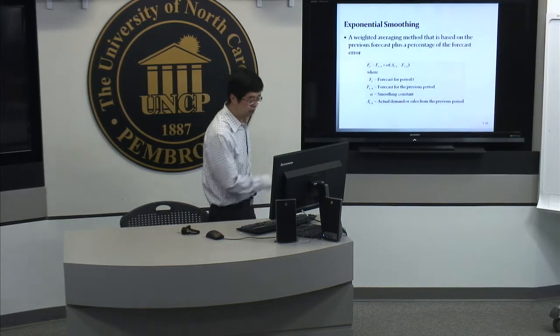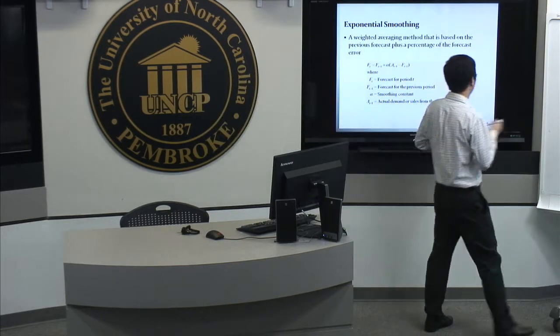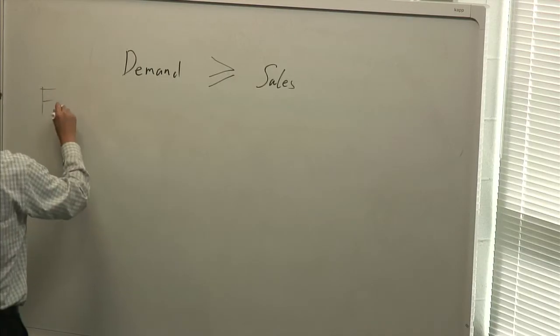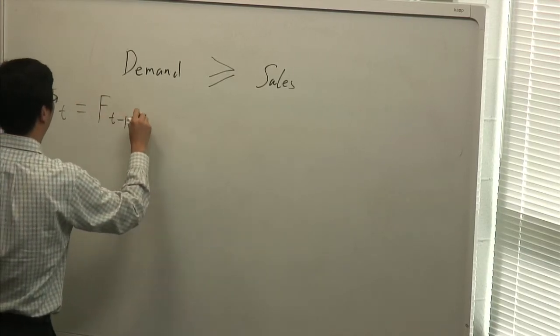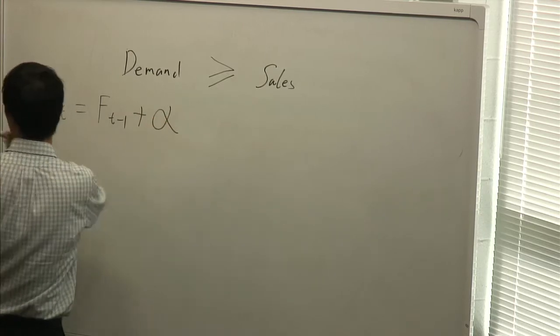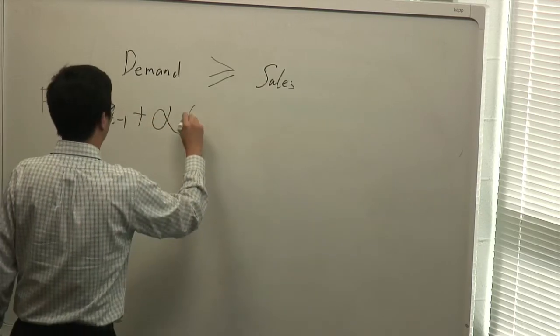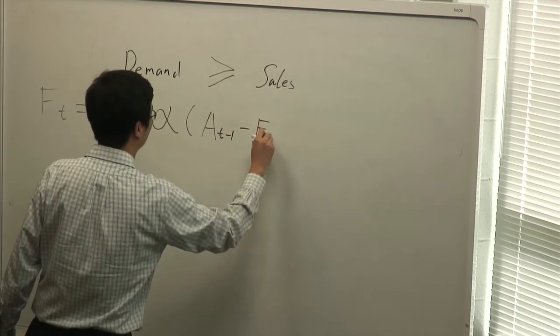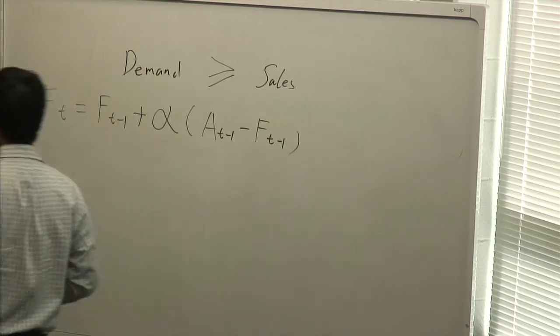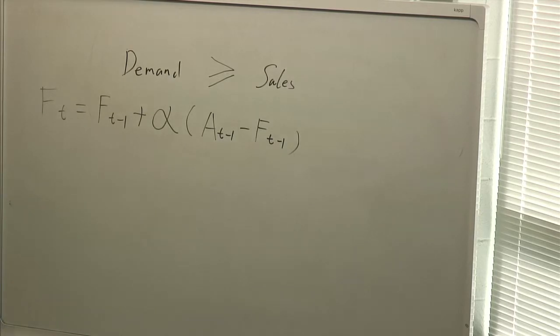Now, okay, everybody write this formula. Then we will have the example. So Ft equals Ft minus 1 plus the smoothing constant alpha times At minus 1 minus Ft minus 1. That's the formula of the exponential smoothing method.